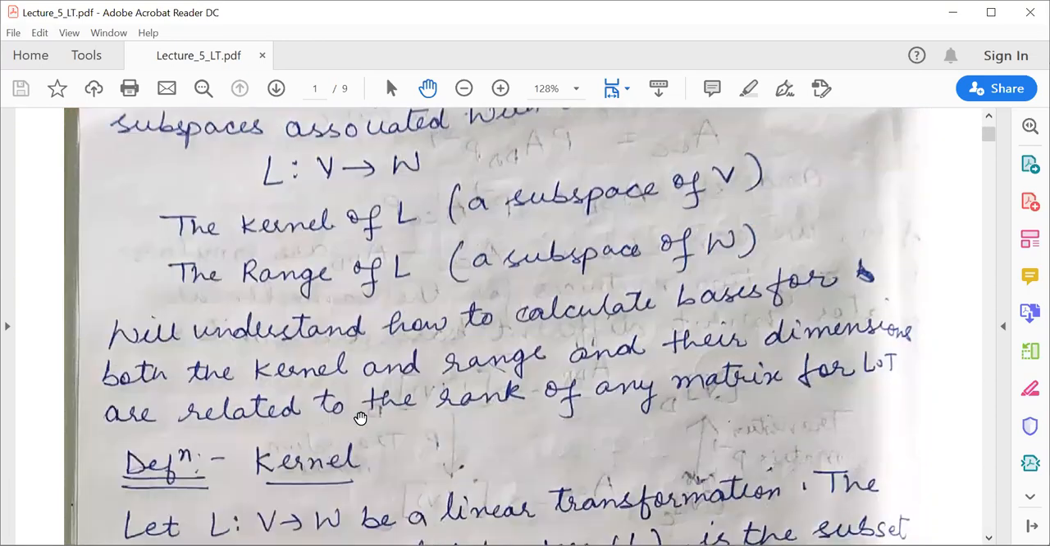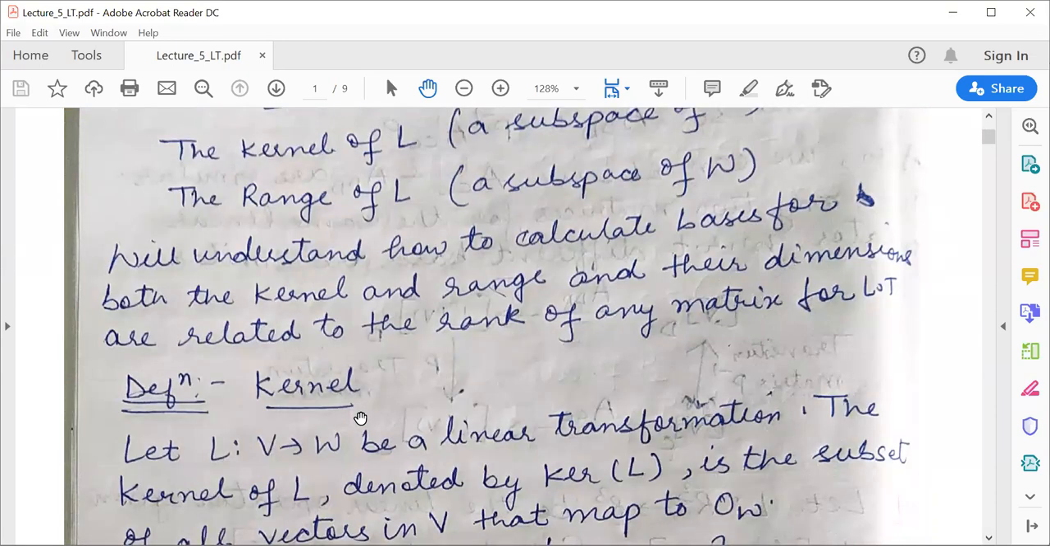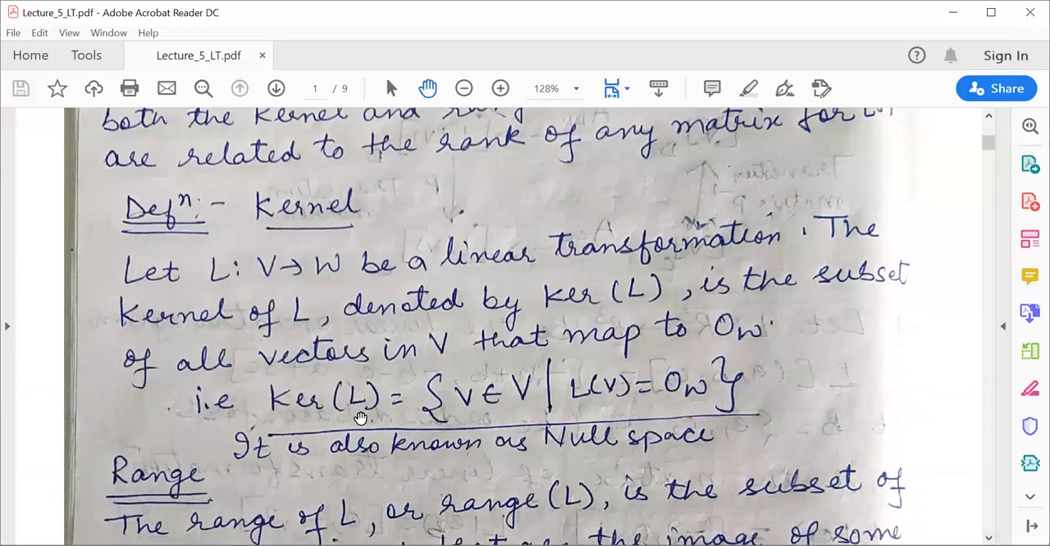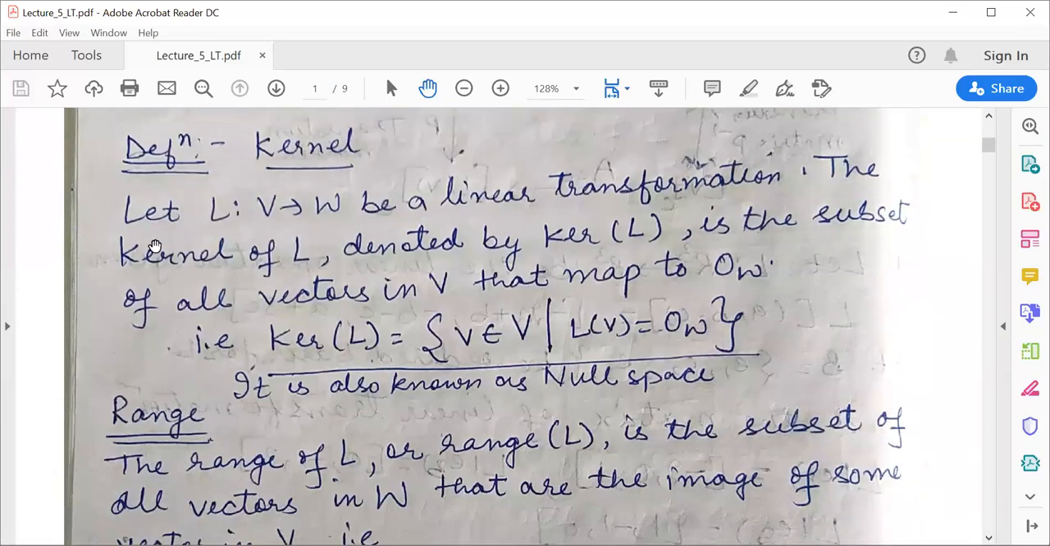So next, I'll start with the definition of these two subspaces. Firstly, the definition of a kernel. Let L from V to W be a linear transformation. Then kernel of L, denoted by ker L, is the subset of all the vectors in V that map to the zero vector in the W vector space.